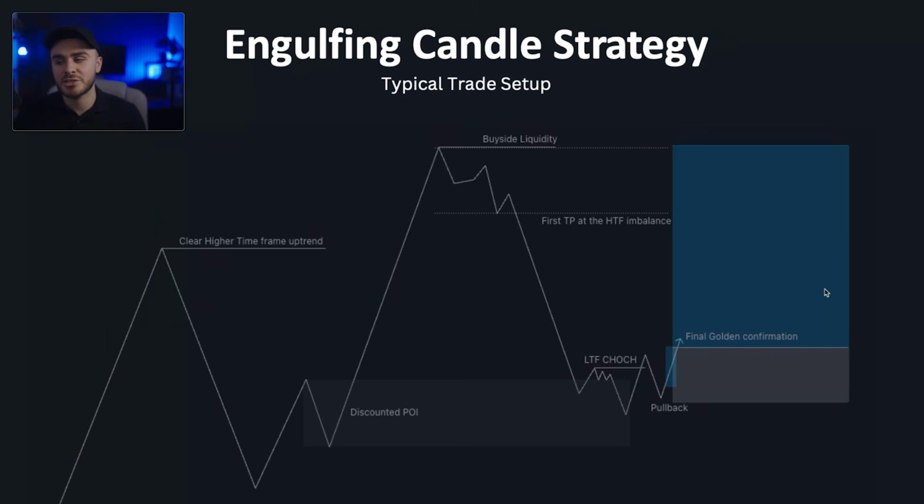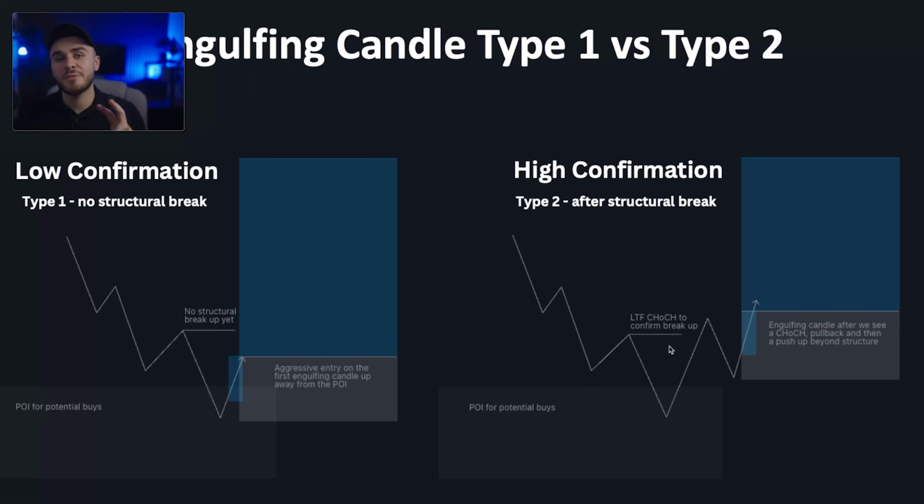Now, how does this actually work? Essentially, what we want to look for is price pulling back into the point of interest, giving you a lower time frame change of character, the extra lower time frame pullback, and then the final entry model. Now, there are 2 types of confirmations that we can actually enter on. There's type 1 with no structural break, and there's type 2 after a structural break. The first one is going to be a lower confirmation, and to be honest, I rarely ever enter something like this. Number 2 is going to be much higher quality.